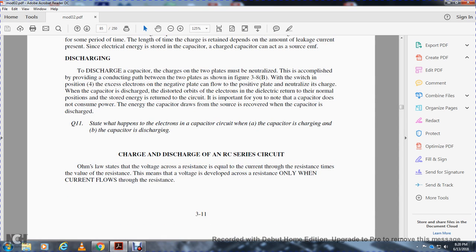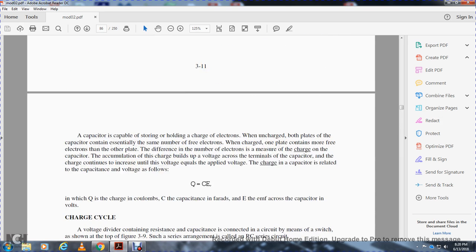Charging and discharging of RC series circuits. Ohm's law states that the voltage across a resistance is equal to the current through the resistance times the value of the resistance. This means the voltage develops across the resistance only when current flows through the resistance.